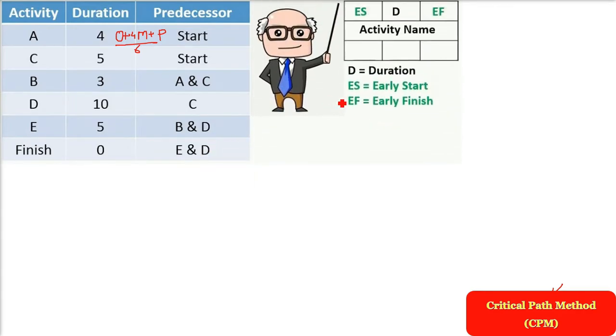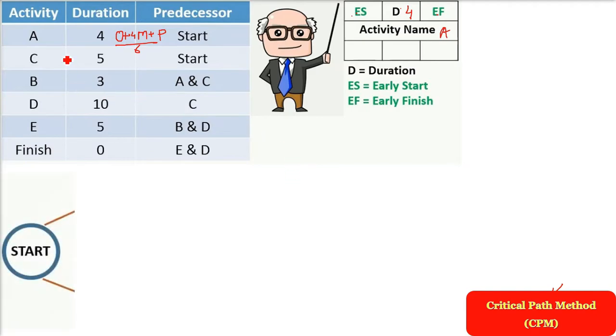Here, how we are going to write the notes: in the center, we'll write the activity name. Here, for example, A. A has duration 4, so we'll write 4 here. ES and EF: ES stands for early start, EF stands for early finish. Let us take an example.